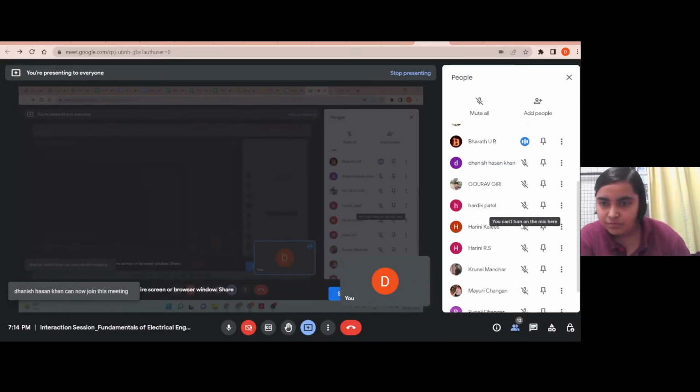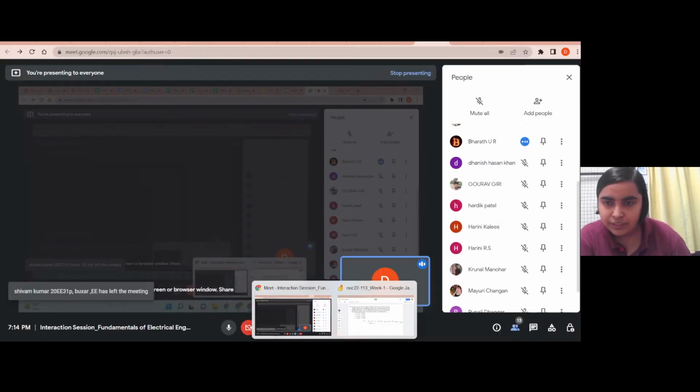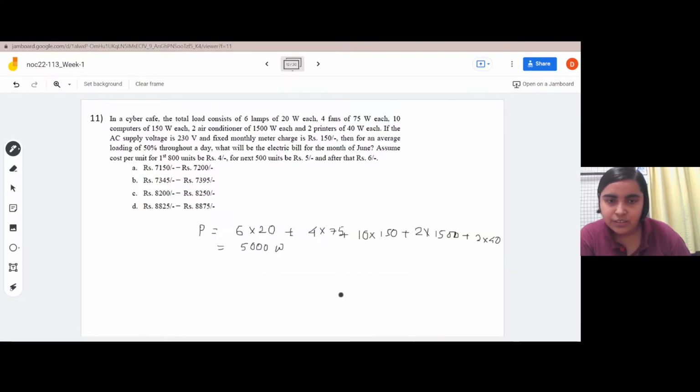Like only half of it is being used. Right, it's 50%. So 2,500 watts, and for that we'll calculate the cost according to what is given: the first 800 units at 4 rupees, the next 500 units at 5 rupees. Probably we'll get a cost range from that. Could you finish off the problem and let me know which option is correct?